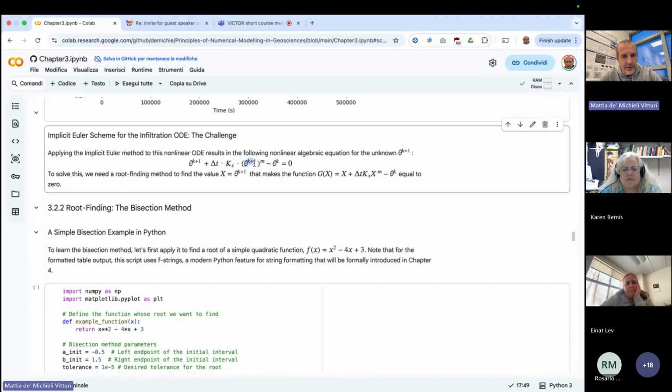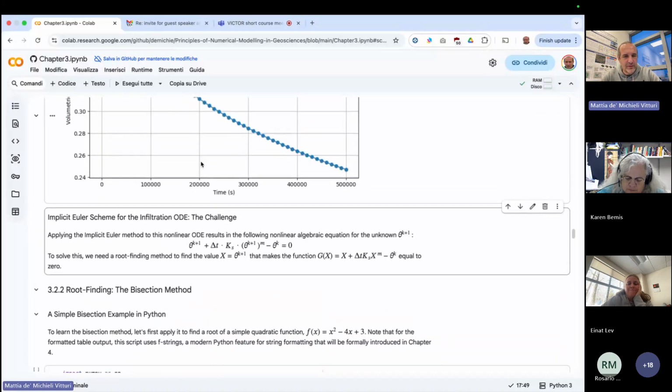So this means that if we move everything, so we multiply by delta t and we move everything to the left, we will have new value minus old value, and then we have delta t, ks, and here we have the new values raised to the power m. The problem is that this is a non-linear equation in the unknown theta k plus 1. We cannot do as we have done before.